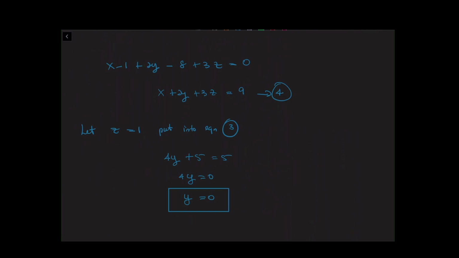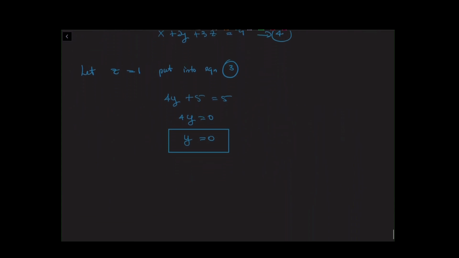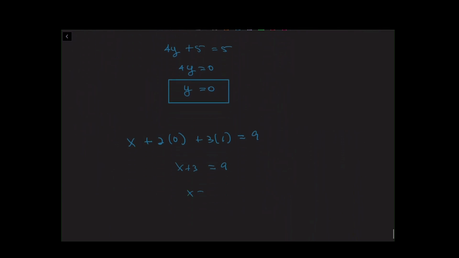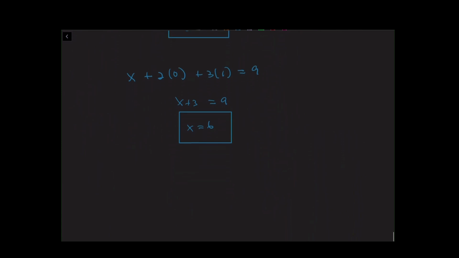Take y equal to 0 and z is equal to 1 as well, and put them inside equation number 4. So you'll get x plus 2 into y, 0, plus 3 into z is equal to 9. So you'll just get x plus 3 is equal to 9, which means that x is equal to 6. So now we have x as well. So x is equal to 6, y is equal to 0, and z is equal to 1. So this is a convenient point here.